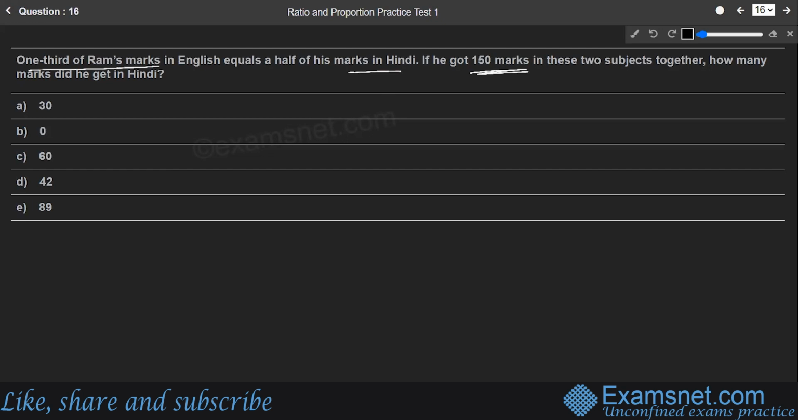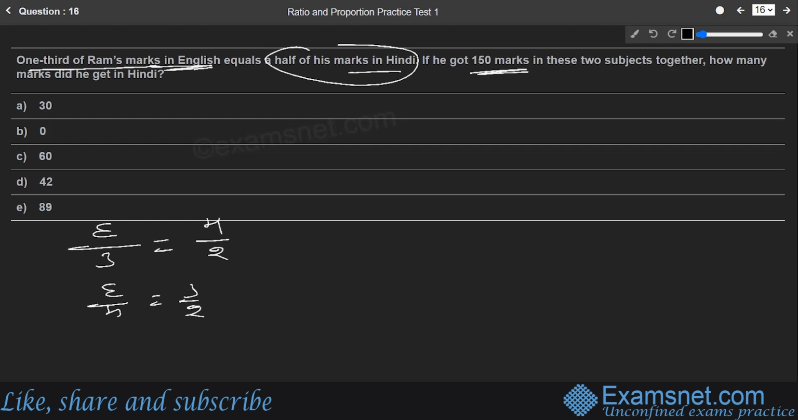What is that? 1/3 of Ram's marks in English. So let us say the English marks is E divided by 3. So this is 1/3 of Ram's marks in English. He says this is equal to, so let's have an equal to sign, half of his marks in Hindi. So Hindi marks is, let's say, H divided by 2. Half is divided by 2. So this is the first connection that we get. From this connection, I can find out E by H is going to be 3 by 2 simply. So E is to H is nothing but 3 is to 2. So this is the ratio between English and Hindi marks.